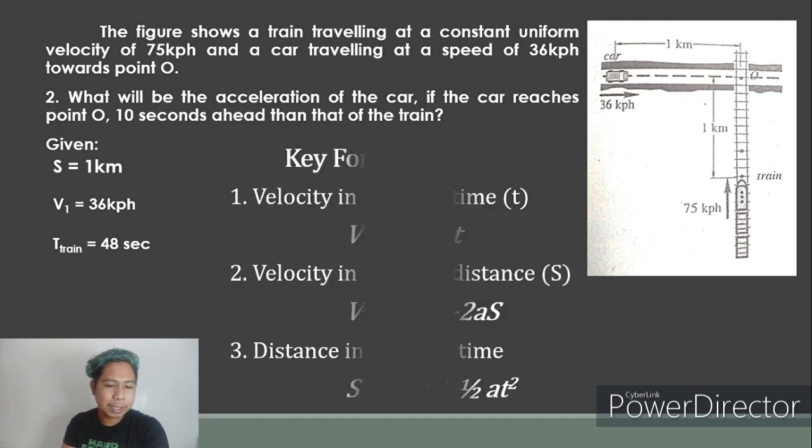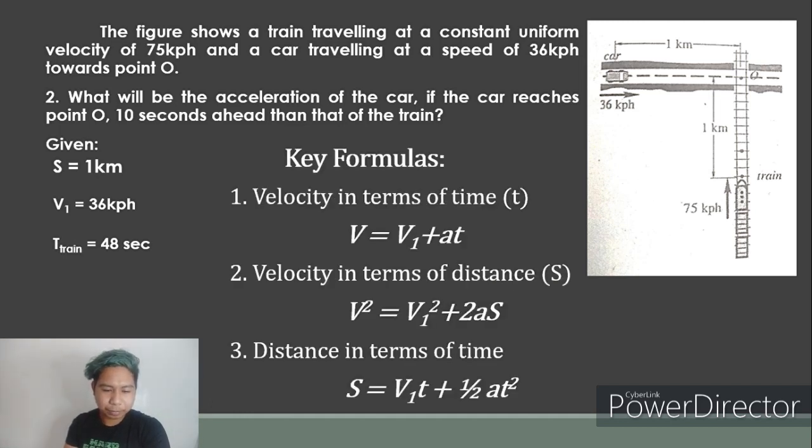So, looking back doon sa ating key formulas, ang hinahanap natin ay acceleration of the car. Since si car ay walang given na final velocity, kahit anong pilit natin kay number 1, hindi talaga siya maging atin. Punta tayo kay number 2, kahit anong pilit natin, dahil may kulang pa rin sa atin, hindi talaga tayo para kay number 2 kasi wala tayong final velocity na given. So, doon ulit tayo kay number 3. So, S is equals to V1t plus 1 half AT squared.